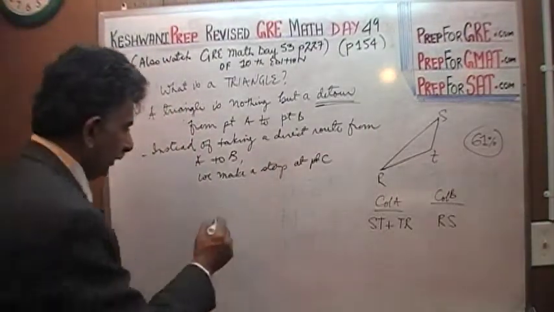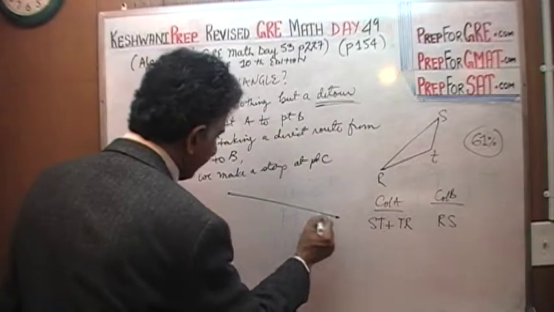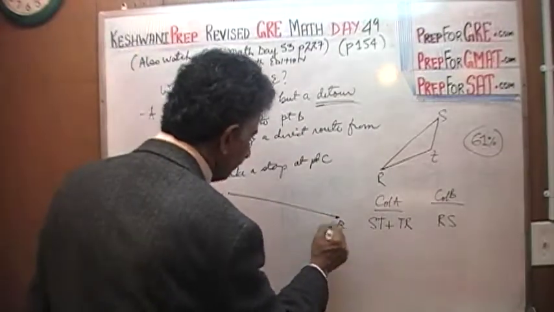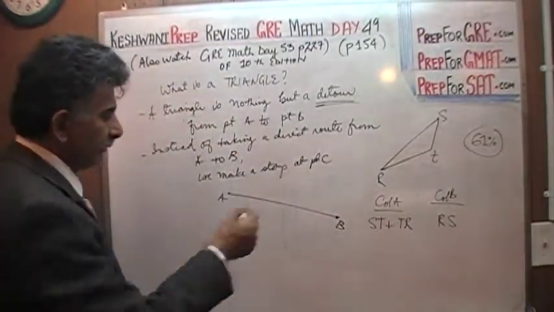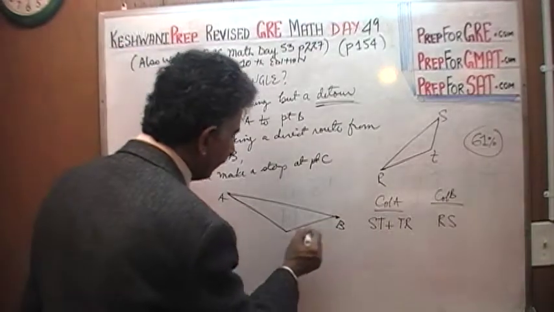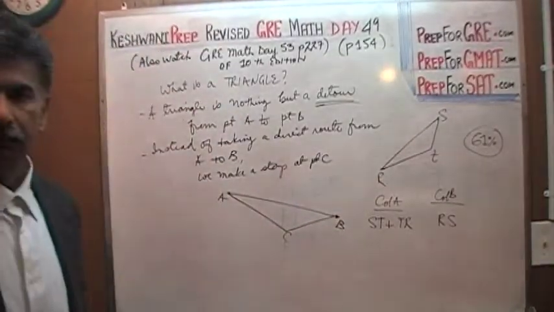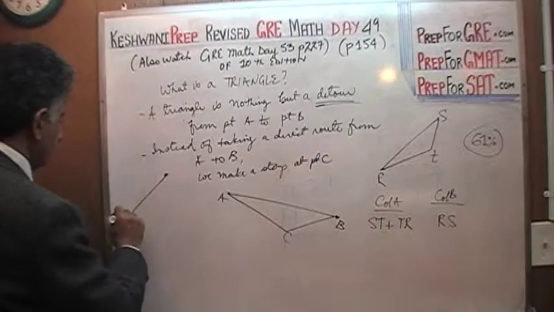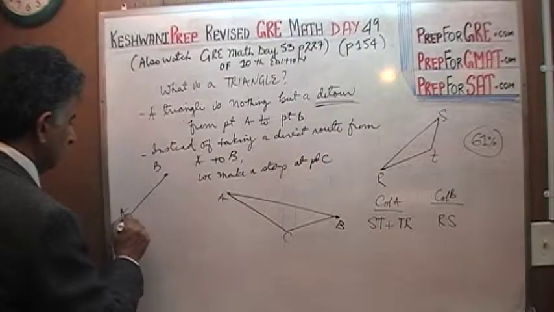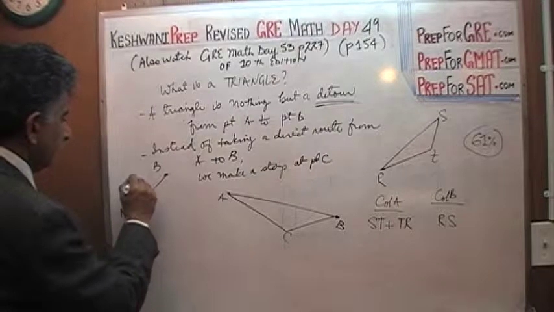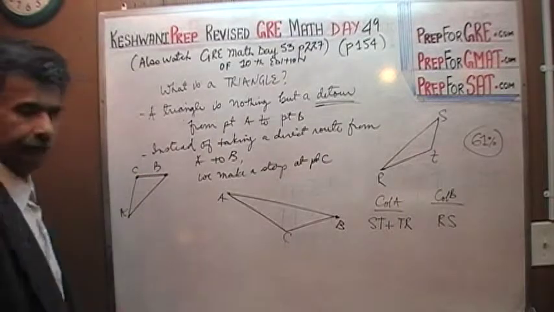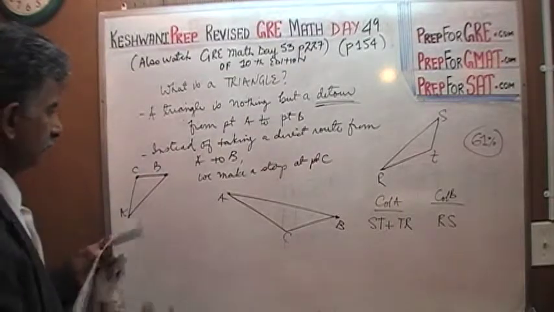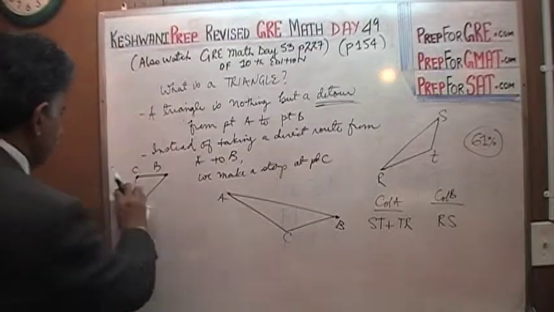For example, I want to go from A to B here. Here's my A, here's the town A, here's the town B. Instead of going directly from A to B, I make a stop at C. But there's your triangle. Instead of going directly from A to B, I make a stop at C. That's your triangle. So we make a stop.